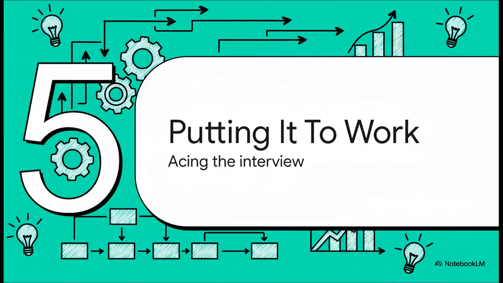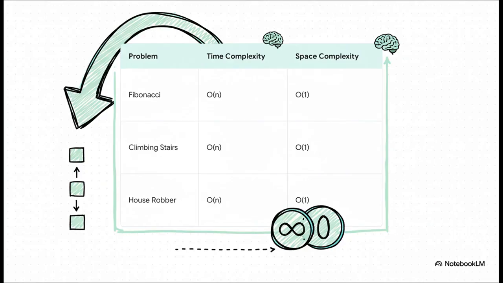So why does mastering this one pattern matter so much? It's simple, really, because recognizing it and implementing it cleanly, that's a direct path to absolutely acing your technical interviews. And this table right here shows you exactly why. For all three of these problems, our pattern gives us the optimal solution: linear time and constant space. That O of n time, O of 1 space combo, that's the interview sweet spot. It shows you know how to write efficient, professional code.